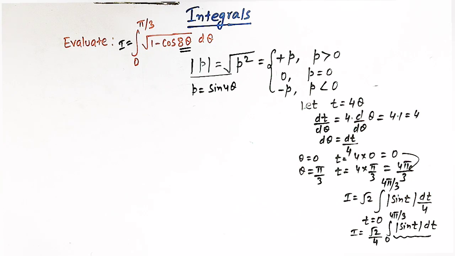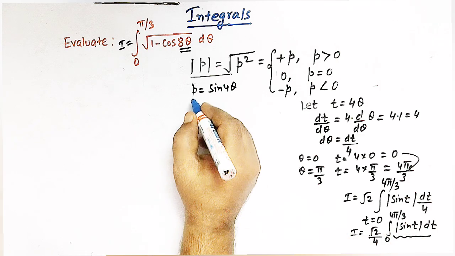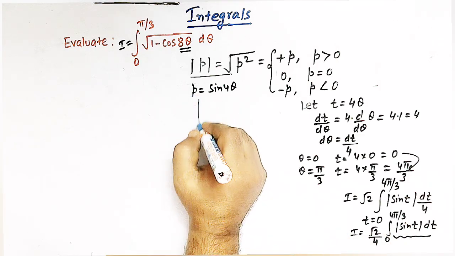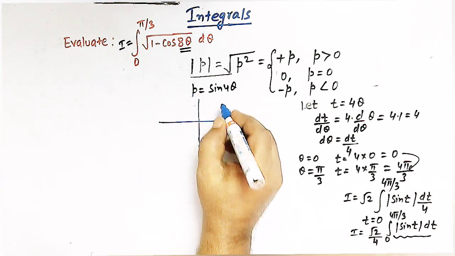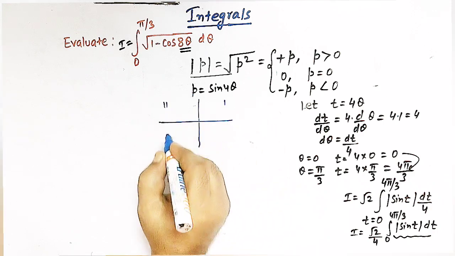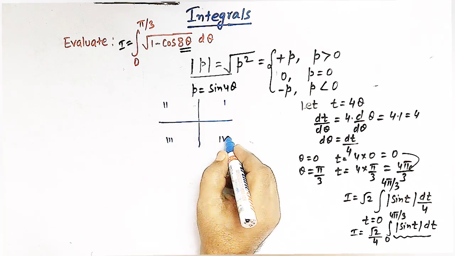Now in the next step, we have to evaluate this integral. Before evaluating it, let us see the sign convention for the sine function, because here we have mod of sine t. So let us draw the quadrants here. We have the first quadrant, this is second, this is third, and this is fourth.